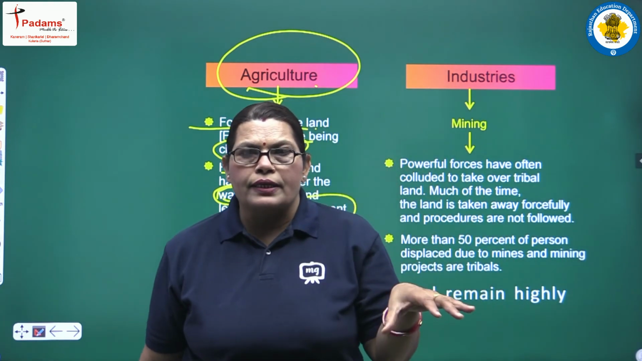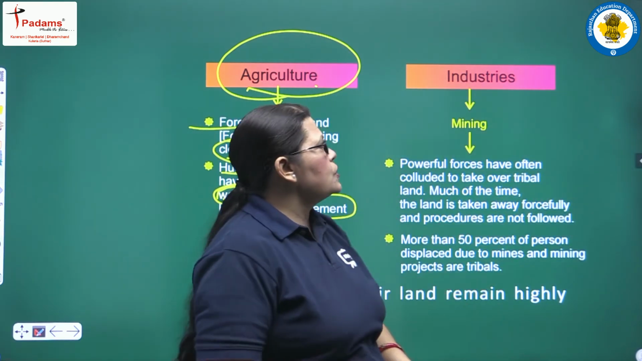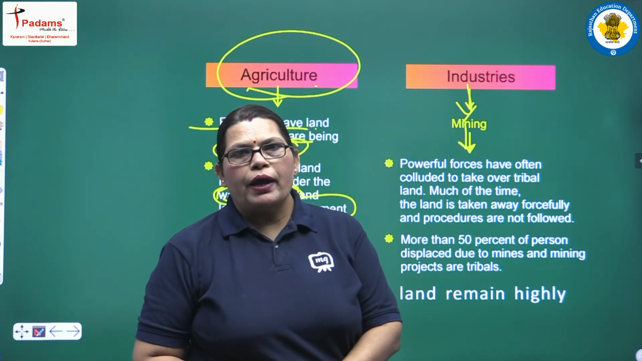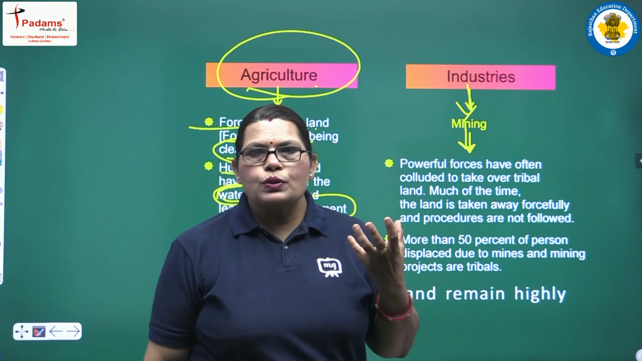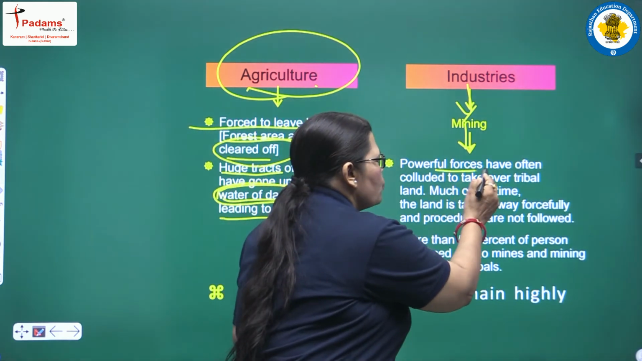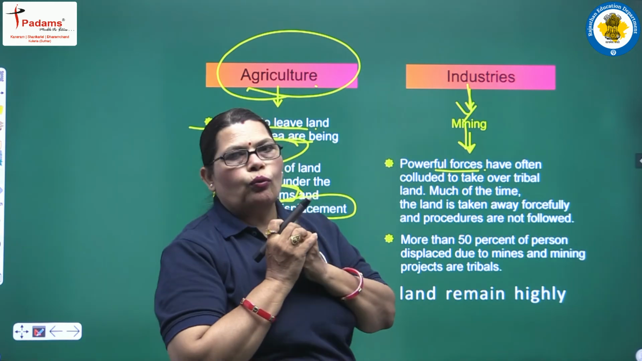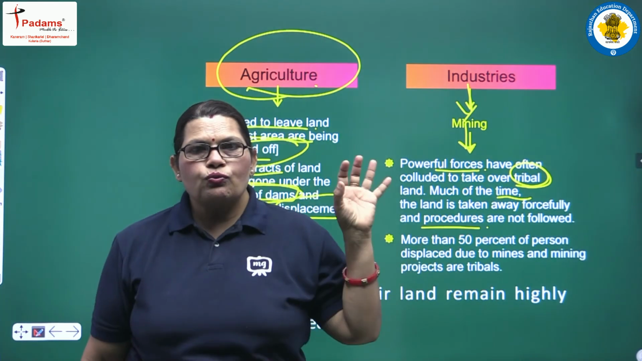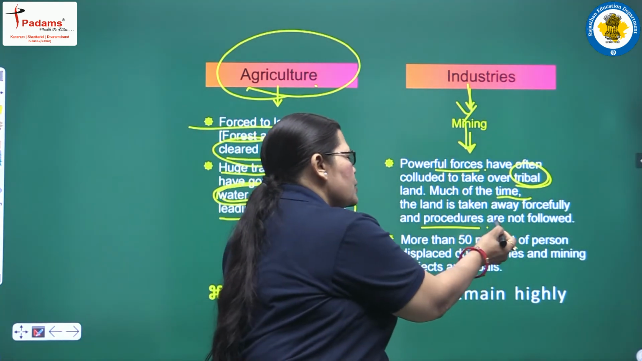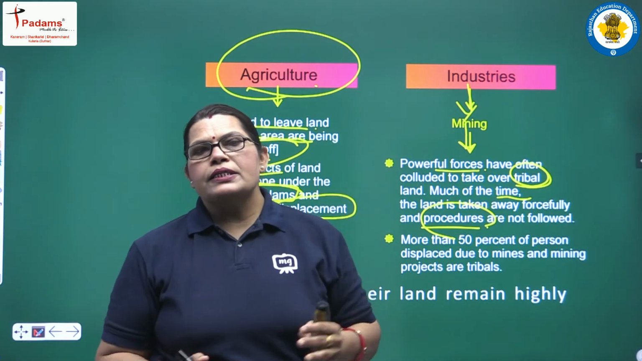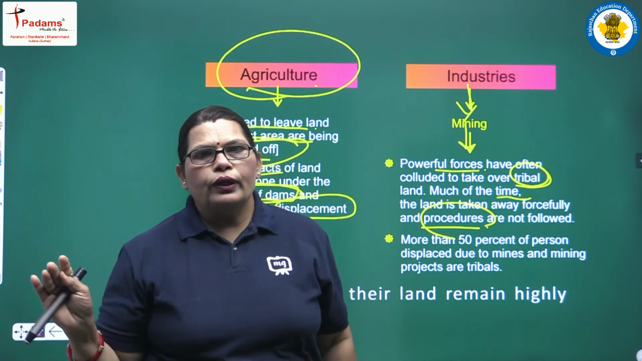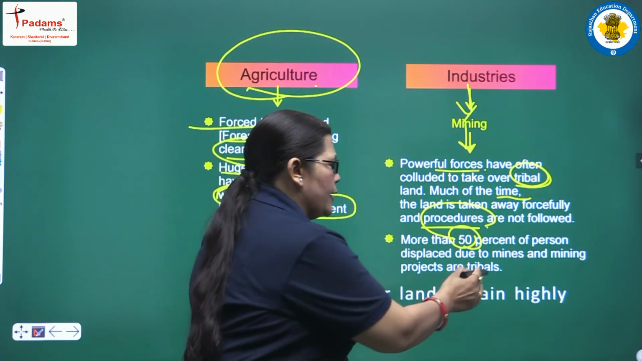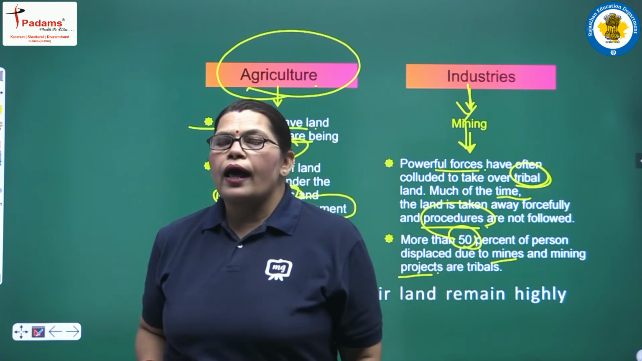And when we are discussing industries, students, mining is there, and for the purpose of mining, for taking ores, metals, etc., powerful forces have often colluded to take over tribal lands. Much of the time the land is taken away forcefully. They are taking it, and the procedures or agreements they had, they are not totally following. More than 50% of the persons displaced due to mines and mining projects are tribal people.